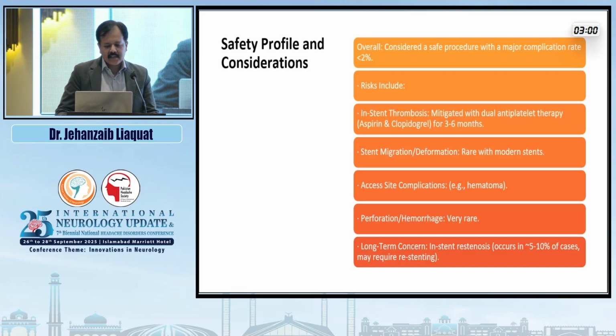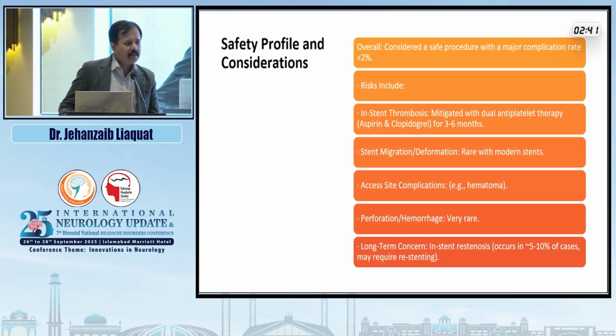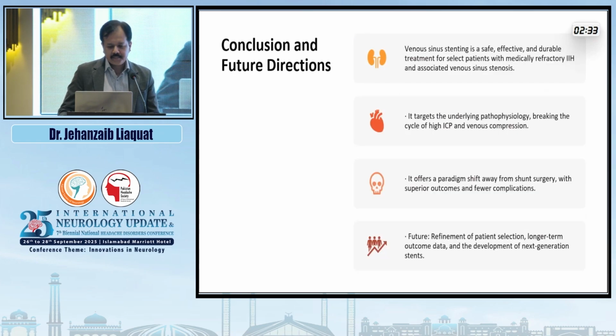You can have access site complications like any procedure that we do. Stent migration or deformation, we haven't seen yet. And long term, obviously, we don't have our own data, but as far as the studies are concerned, 5 to 10% of patients can develop restenosis, either at the place where the stent was initially passed or some other place, and we can have a resurgence of symptoms, and the patient can be treated with restenting.